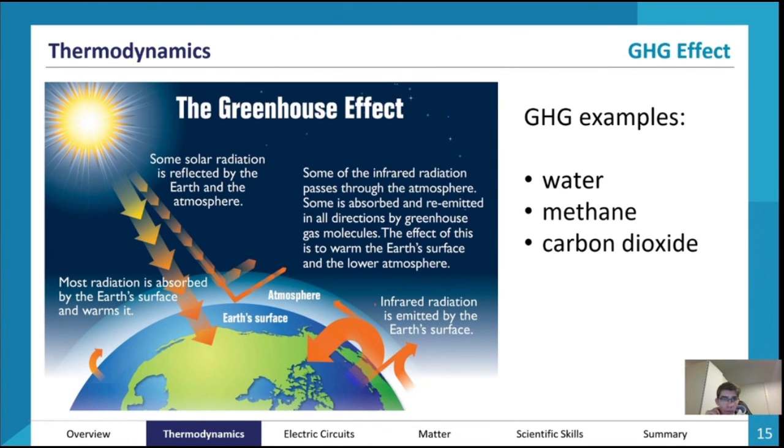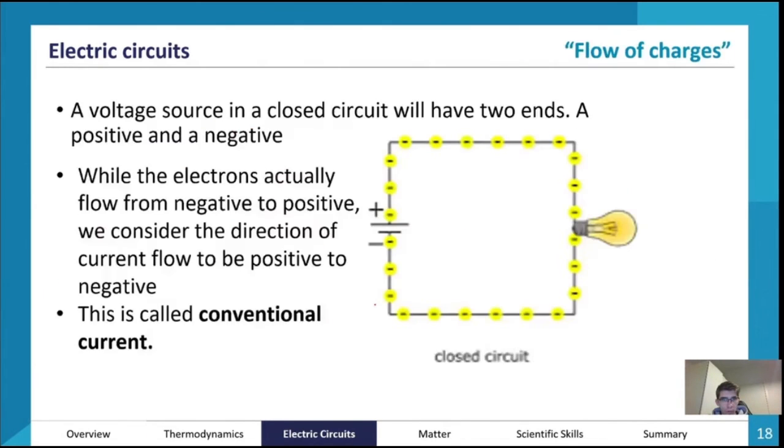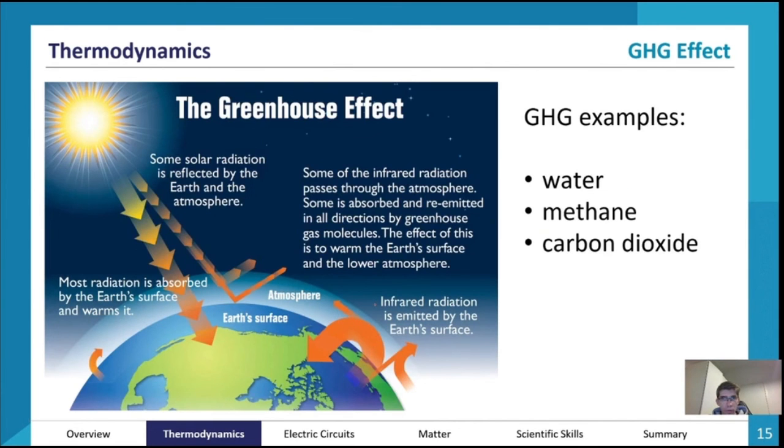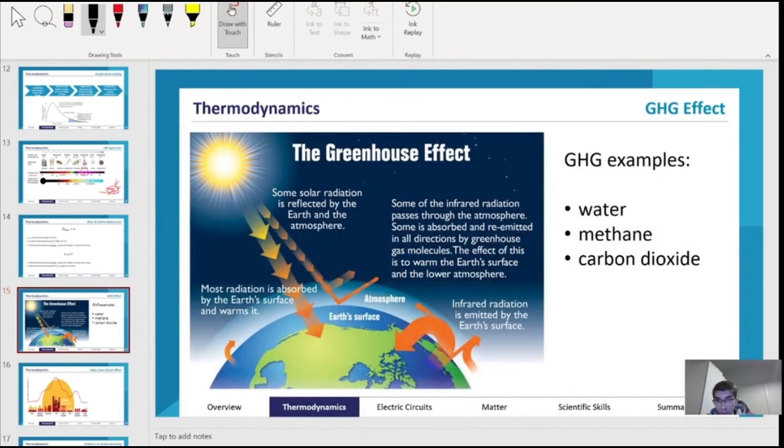Now let's talk about the greenhouse gas effect for a bit, because then we have to talk about electricity, and I have a lot of questions to show you. Before we continue, I need to triple check if we're doing well with time, and we're doing beautiful with time. We're doing very well with time.